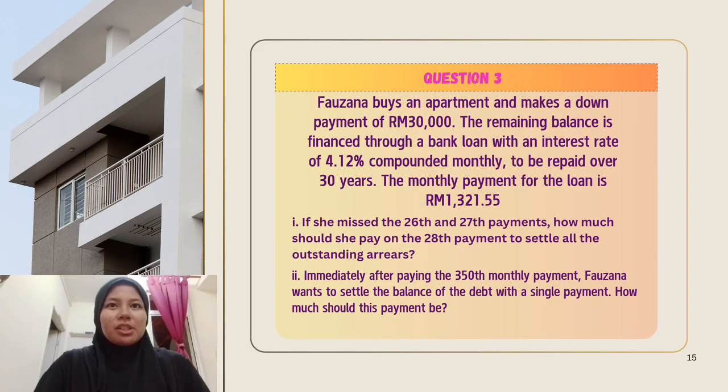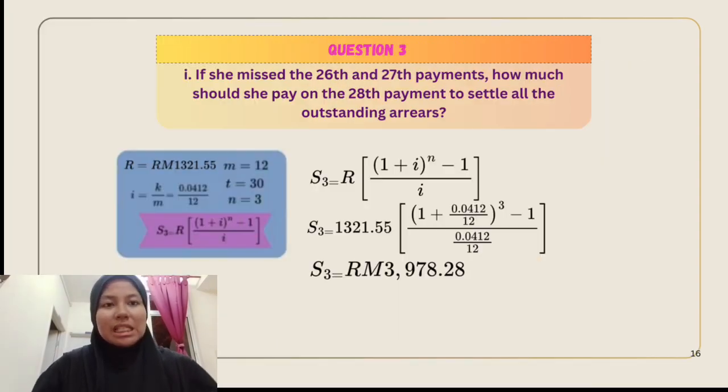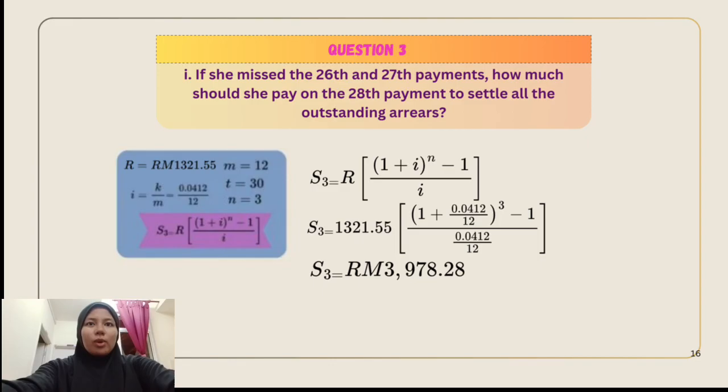So let's move on to question number 3. Fauzana bought an apartment and made a down payment of RM 30,000. The remaining balance is funded through a bank loan with an interest rate of 4.12% compounded monthly to be repaid over 30 years. The monthly payment for the loan is 1,321.55. For question 1, Norman, if she missed the 26th and 27th payment, how much should she pay on the 28th payment to settle all the outstanding arrears?